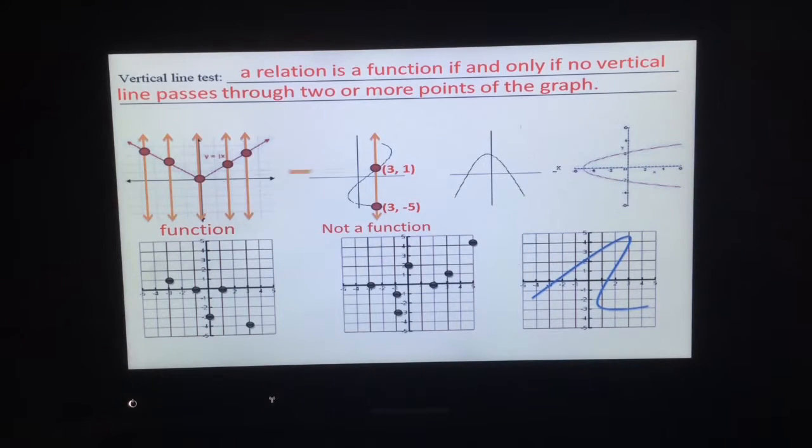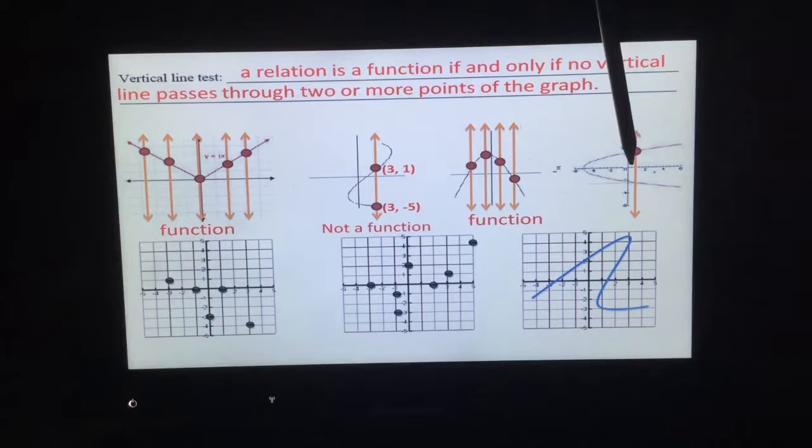All right, for this next one, this is a function because I drew all these lines, and in every single one of these lines, you can see that it hits only once. This next graph right here is not a function because you can see it hits twice, so therefore it's not a function.